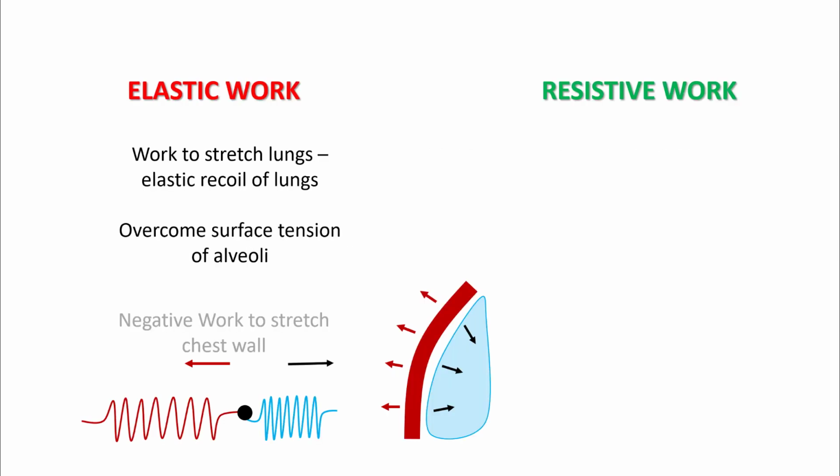So your work of breathing has two components, an elastic work of breathing and a resistive work of breathing. The elastic work of breathing is done against the elastic recoil of the lungs and to overcome the surface tension of the alveoli. Chest wall and lungs are in constant equilibrium. The chest wall is always trying to expand outwards if there is no force generated on it, and the lungs are always trying to collapse. At equilibrium, this outward pull of the chest wall equals the inward pull from the lungs.